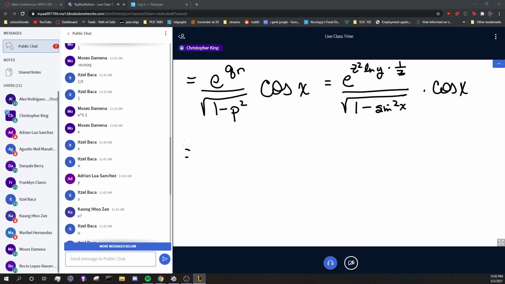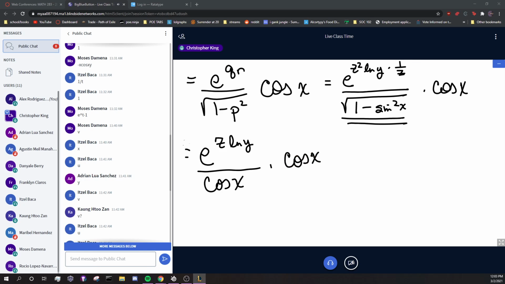So really, what we're looking at is e raised to the z times the natural log of y over, now for this denominator, what does that equal? Yeah, that's just the cosine of x. And we're going to multiply by the cosine of x. So these are gone. All right.